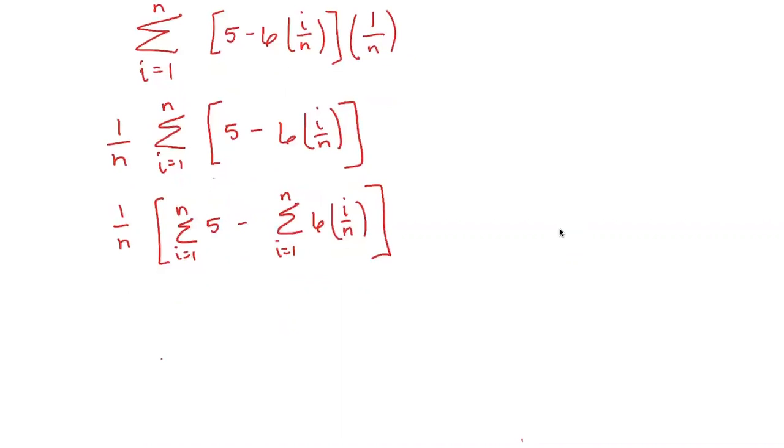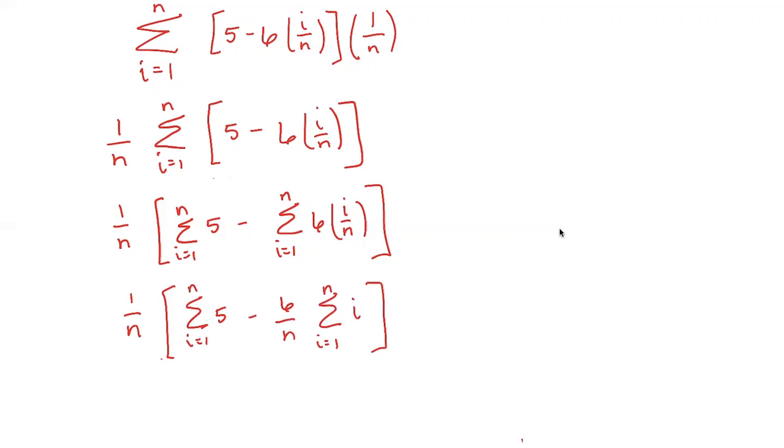From there, in that second piece, there are things that don't really pertain to the i, that don't really have anything to do with the summation. So again, we're going to bring that out. We're going to leave everything else the same. So we're going to do minus 6 over n, the summation of i equals 1 to n of i.